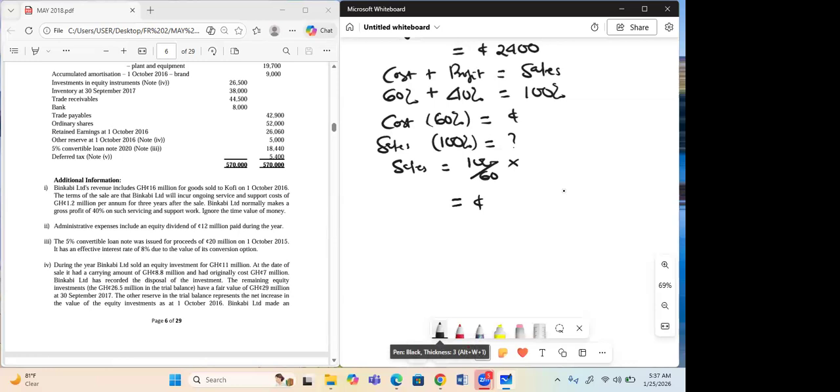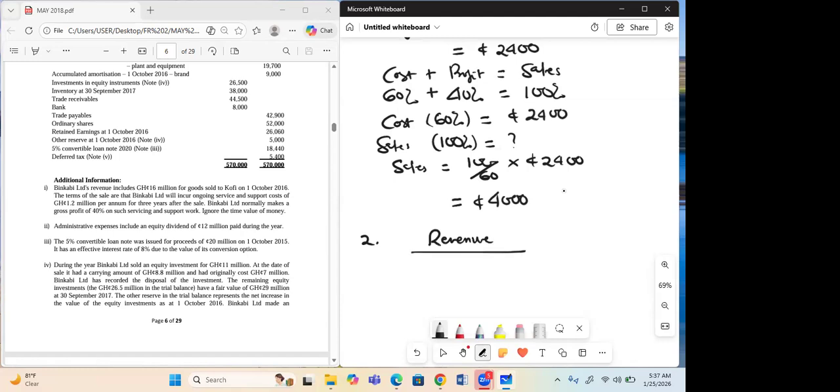So you are saying that the cost is equivalent to 2,400. Therefore, this will be 100 over 60 times 2,400. What is it giving you? 4,000. It means that the deferred revenue is 4,000. So working two, you take the revenue and take out that advance from it. So give me the opening balance of revenue.